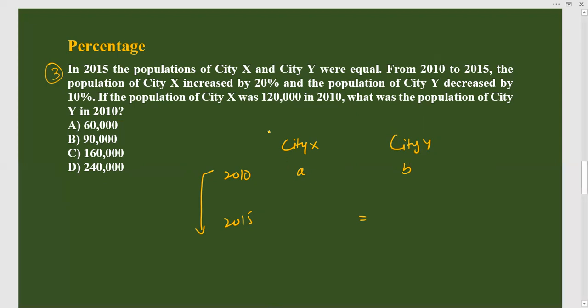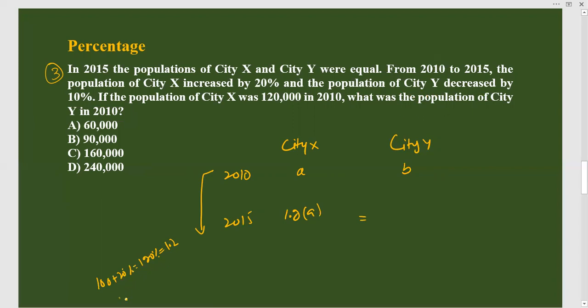And now they are saying that from 2010 to 2050, the population increased by 20%. So if it was 100% already, and now the new population is increased by 20%, the total will be 120%. In decimal form, that will be 1.2. So we will multiply 1.2 by A, because in 2010 there was A population, and it will increase by 20%. Same goes for Y, which is decreased by 10%.